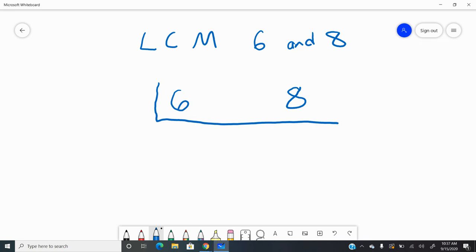Now you're going to think, what is a number I can divide both the 6 and the 8 by? For 6 and 8, the only number that we can choose is 2. They have a common factor of 2. So I'm going to put a 2 out here.